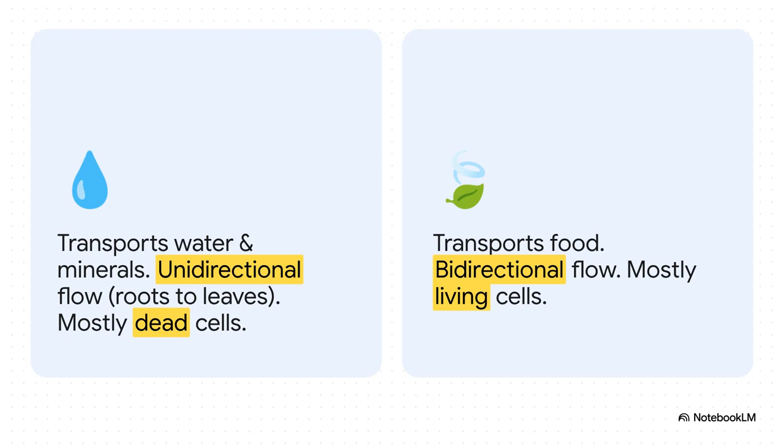And this is just brilliant. It's the plant's internal logistics network. You have the xylem, which is like a one-way superhighway, pulling water and minerals straight up from the roots. And then there's the phloem, which is a two-way street, distributing the sugary food made in the leaves to every other part of the plant.